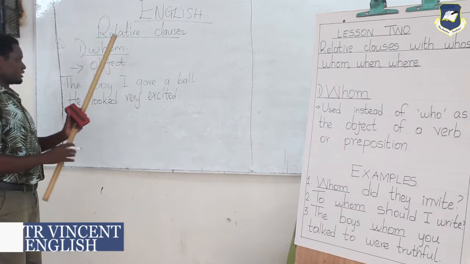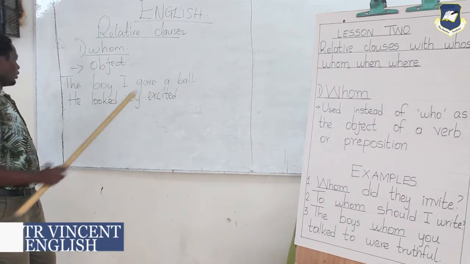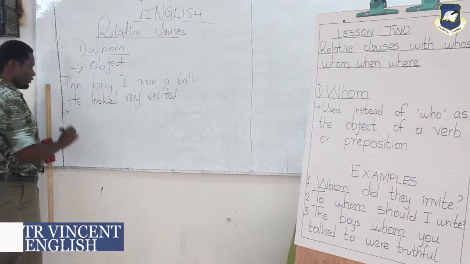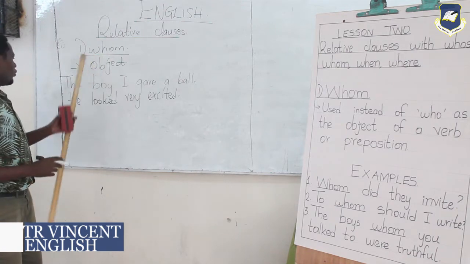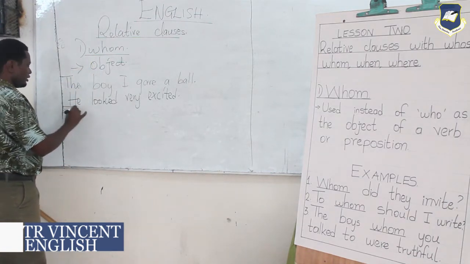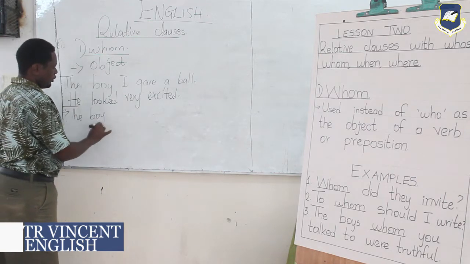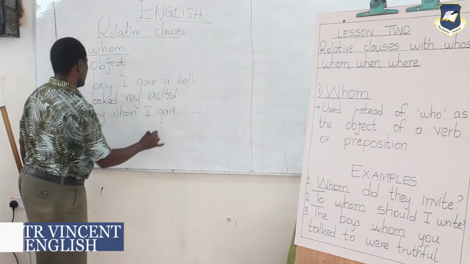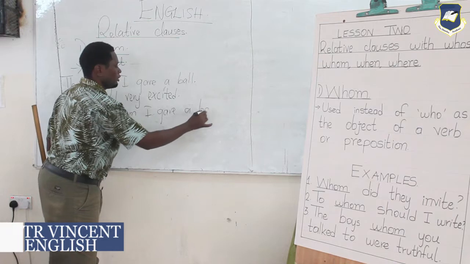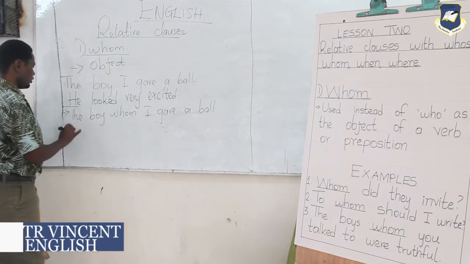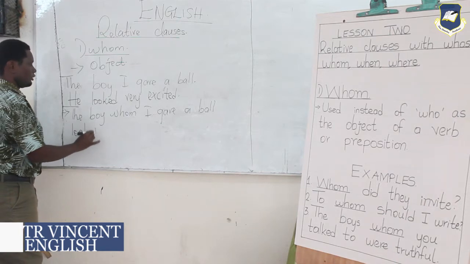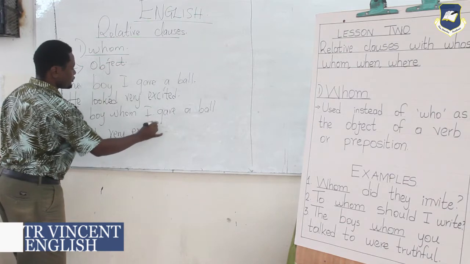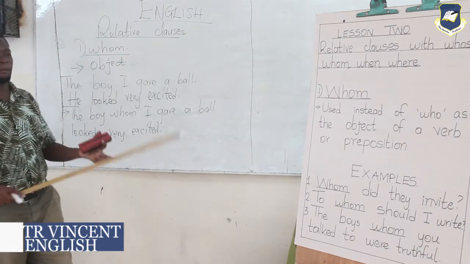Now look at these two sentences. The boy I gave a ball. Then he looked very excited. These are two sentences, and I want to see how we can join them using whom. So in this case, we'll say the boy whom I gave a ball looked very excited. And I want to take you back to my explanation here.